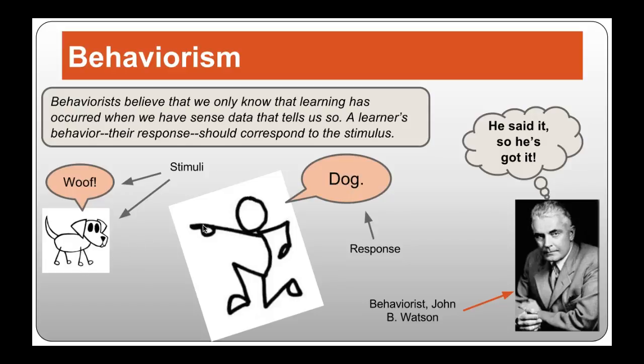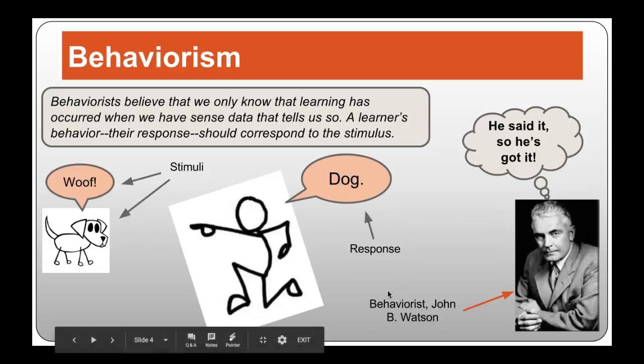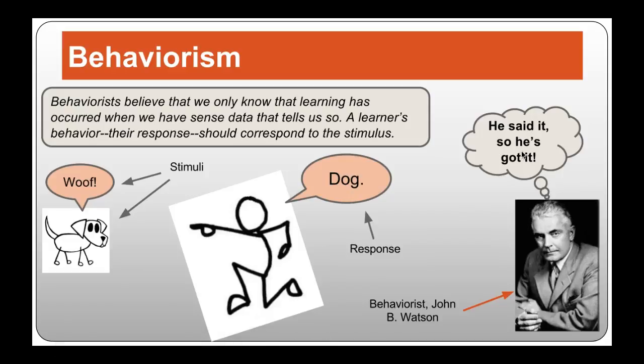So let's take the boy and the dog. The boy sees the dog. There's some sense data there, right? The dog says woof, and the boy hears it. So there's that stimuli. And so what the boy does is the boy then says, dog. And that response is considered a response that corresponds to the stimulus or to what is out there in the world. Okay? So, well-known, famous behaviorist John B. Watson might say, "Oh boy, he's got it. He said it, so he's got it." The he said it part gets at that sense data. As a teacher, you know he gets it because he said it, right?